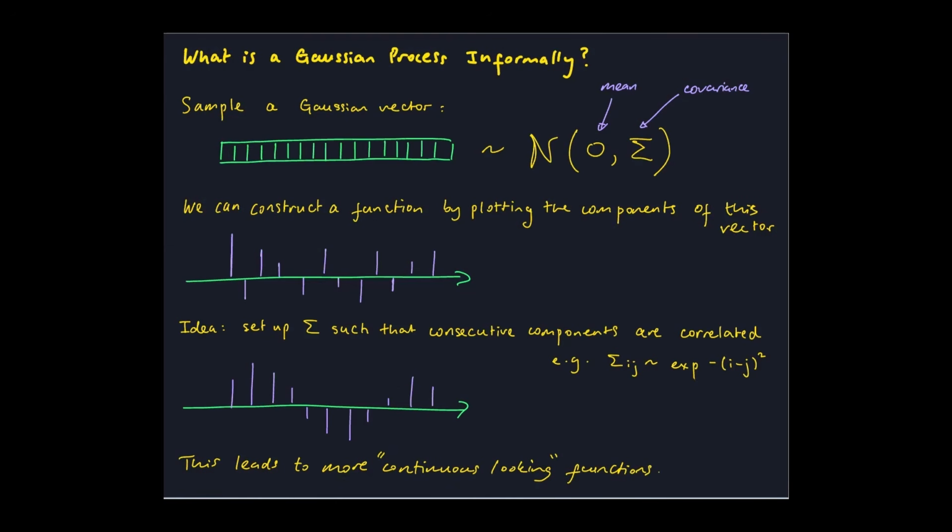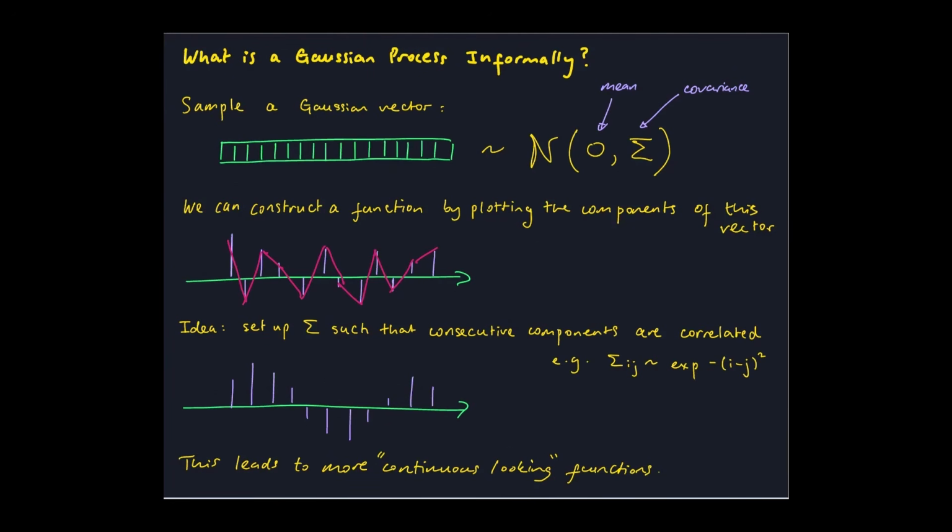Then I could plot each coordinate of this. I get one sample of this random vector, and I just plot each entry on an axis. So this one corresponds to this one, corresponds to this one. And I could do that, and then I could just connect the dots. I could call this building a function from a random vector just by connecting the dots. So I could do that if I wanted to.